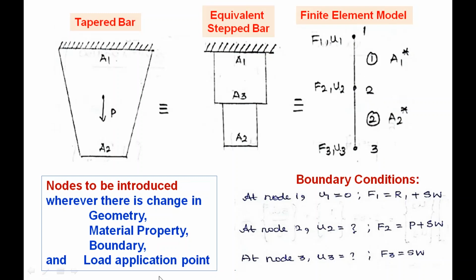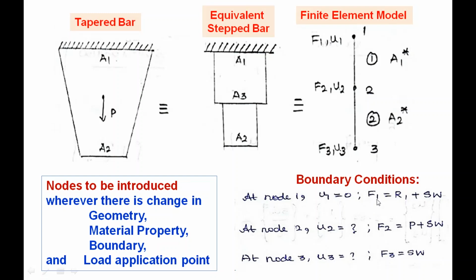The load acting point is there, so the point load P is given node number 2. In this finite element model, all these points are satisfied, so we can proceed further. And in the finite element model, we have to define the boundary conditions also. At node 1, since it is a fixed end, U1 equals 0.